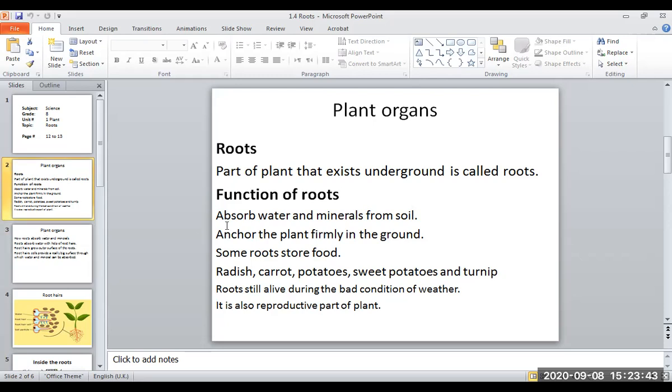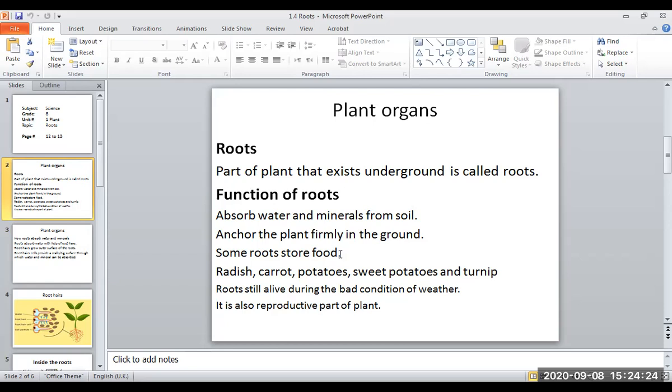Number one, roots absorb water and minerals from the soil. Number two, they anchor the plant firmly in the ground. For example, they hold the plant very tightly and strongly, so during wind or storm the plant stays in place and is kept from falling down. And the third function is that they store food. Roots store food for animals, human beings, and other organisms.